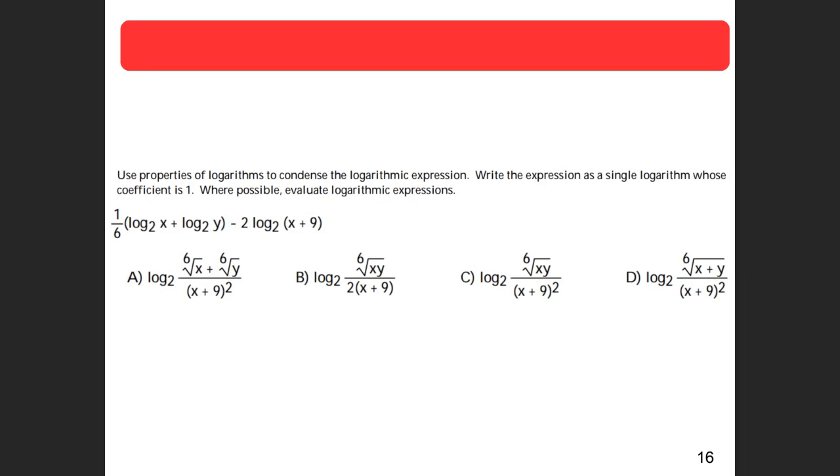So I'm going to rewrite this here as a single log. I'm not going to touch the 1/6. I'm at 1/6, and then I'm going to rewrite it as log base 2 of xy, minus 2 log base 2 of x plus 9. Looks like there's a lot I can do here, but I'm going to bring that 2 over to this side.